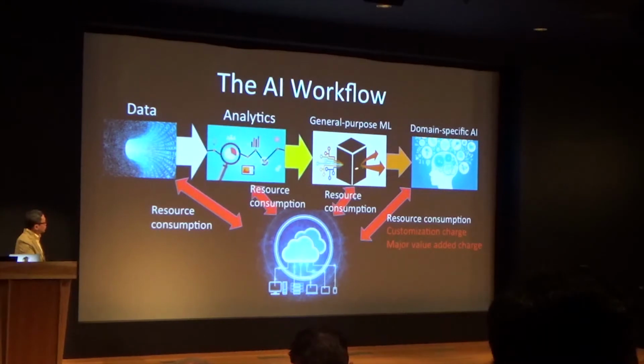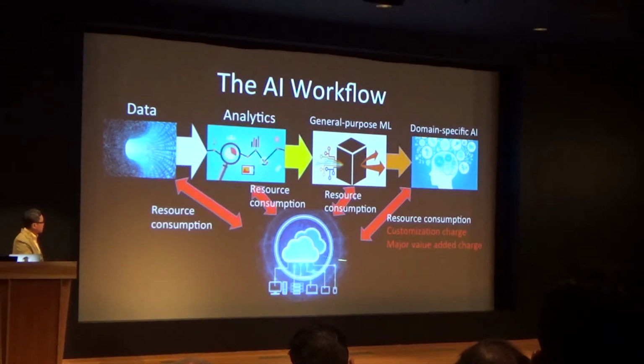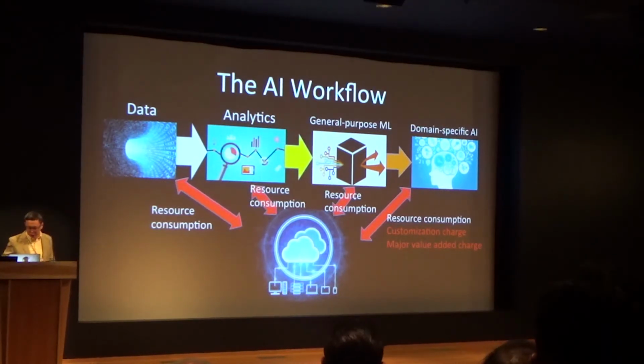So the next step is really on moving the general purpose machine learning to domain-specific AI, so that we can have more customization here, and we can have the major value added here. So that if we can move here, then the new revenue channel will be open here. But this needs a lot of domain expertise and a lot of specific applications. So this is a real challenge.